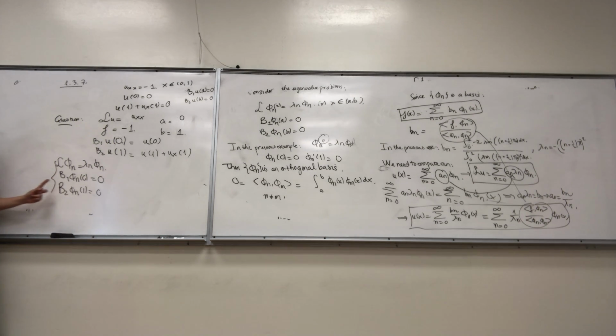Right? And in the abstract theory, I wrote that the eigenvalue problem will be L of phi n is lambda n phi n, B1 of phi n at 0 is 0, B2 of phi n at 1 is 0, right? So what is the form of the eigenvalue problem?